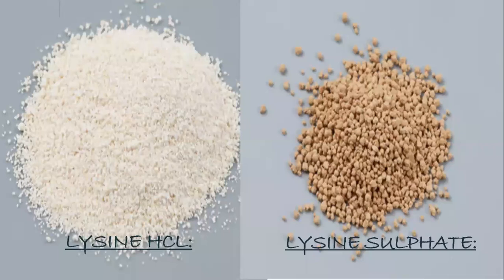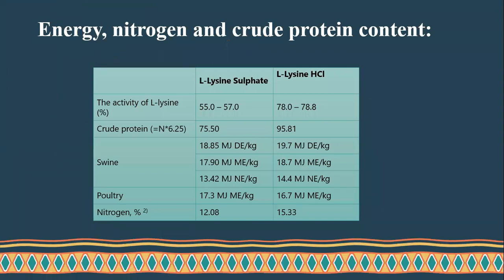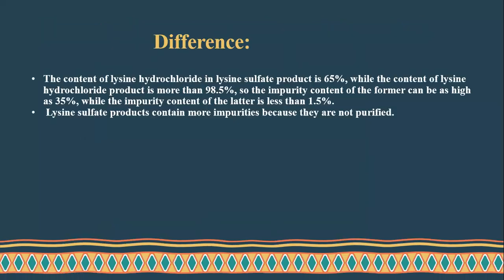So here is what lysine hydrochloride and lysine sulfate look like. And this is the difference between lysine sulfate and lysine hydrochloride on the basis of energy, nitrogen, and crude protein content: the active lysine in lysine sulfate and in lysine hydrochloride, the crude protein amount, and the nitrogen amount in lysine sulfate and lysine hydrochloride. And this is the difference between lysine sulfate and lysine hydrochloride.